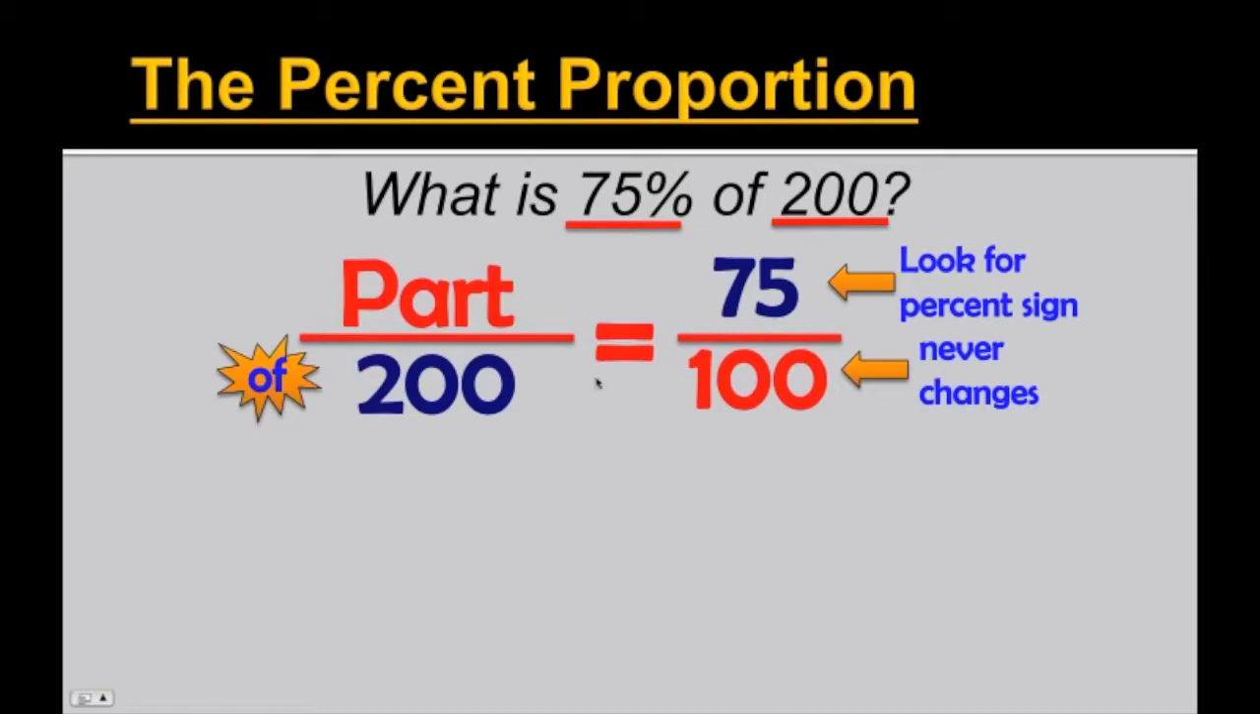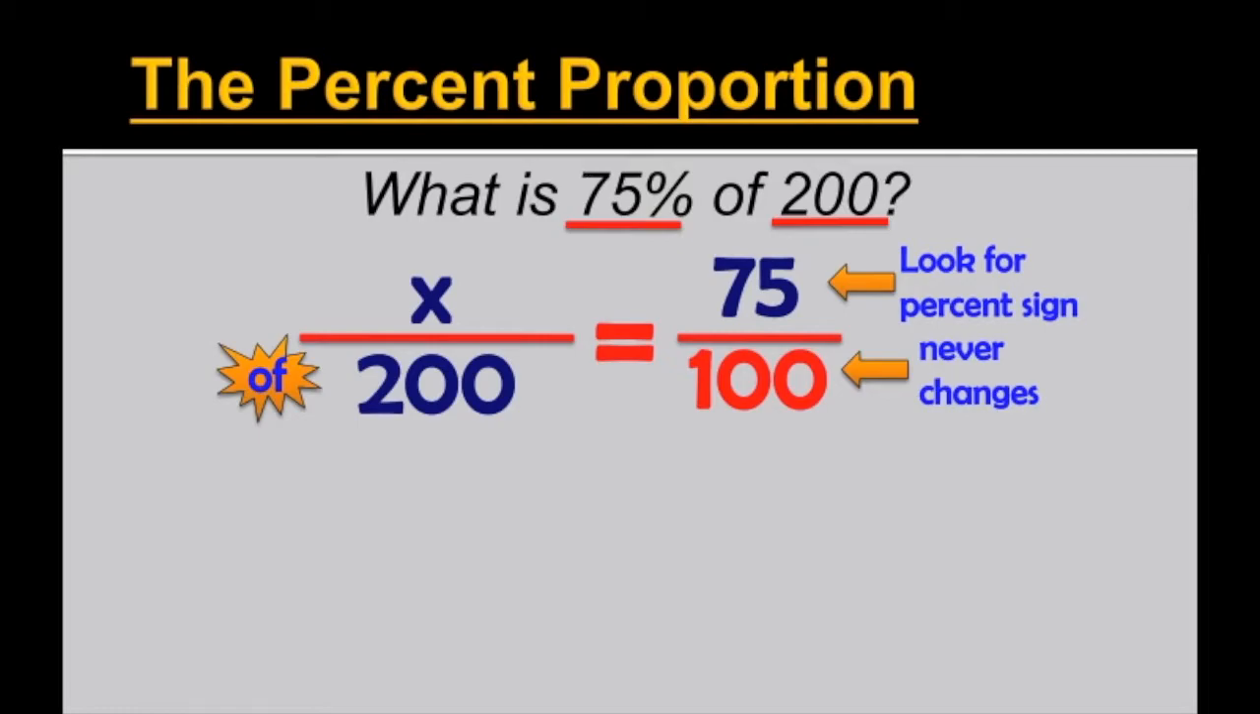So now we've got our percent, we've got our whole, we've got 100. The only thing missing is the part. We're trying to find what part of 200 is 75%. Well, so we'll put a variable there. Now we've got our proportion, and all we have to do is cross multiply, then divide.